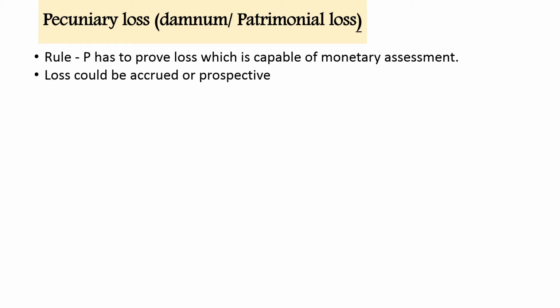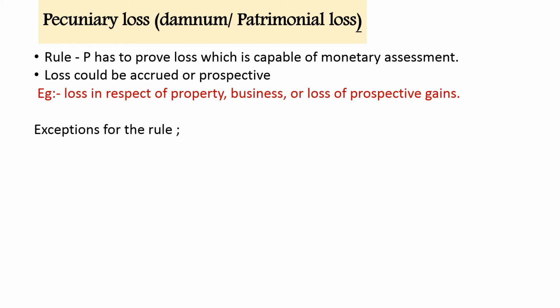For example, if the plaintiff has suffered a physical injury and he has incurred expenses to cure the injury, those are called accrued losses. And if as a result of the injury the plaintiff is unable to engage in his usual profession, then he has prospective losses in the future. So all these are taken as pecuniary losses. However, there are exceptions for this rule.